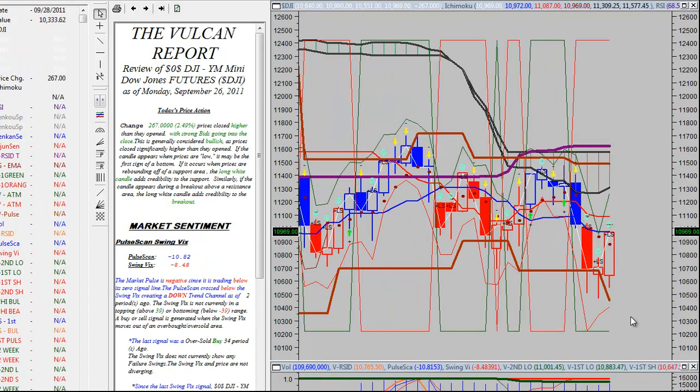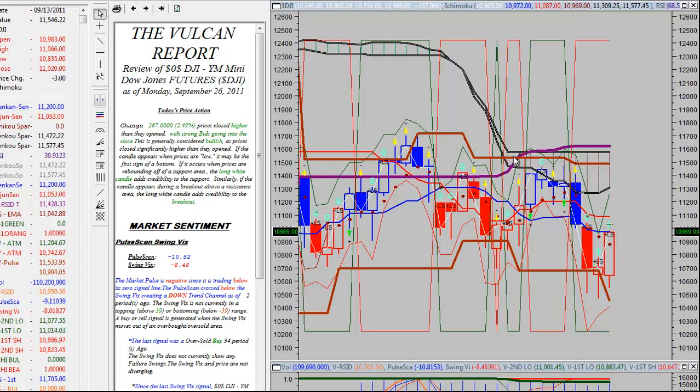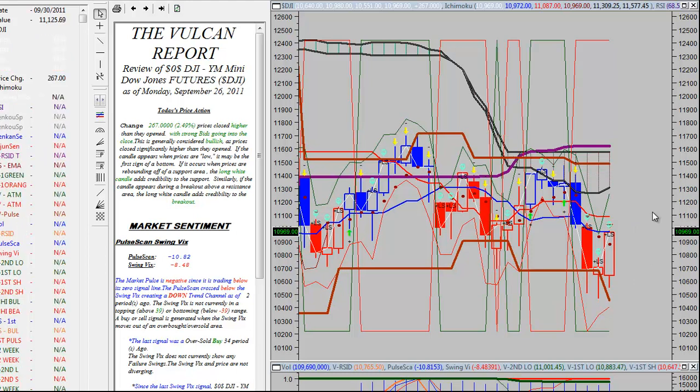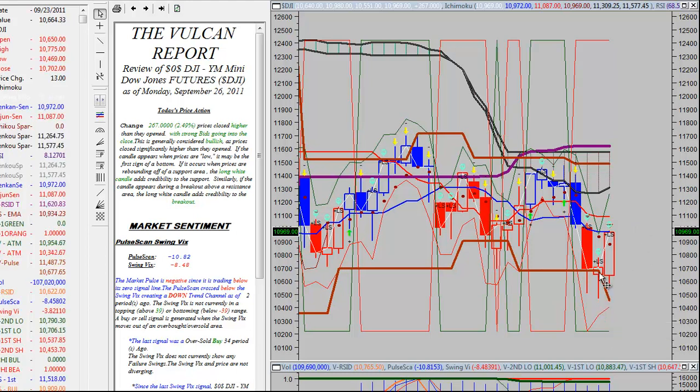All right, taking a look now at the Dow Jones futures. You can see we're still trading below the Kumo cloud, which is bearish. You see that the market put in a reversal here, and it's trying to now take out the resistance line here, this red line here, which is at 11,087. Next resistance from here is 11,272, 276.